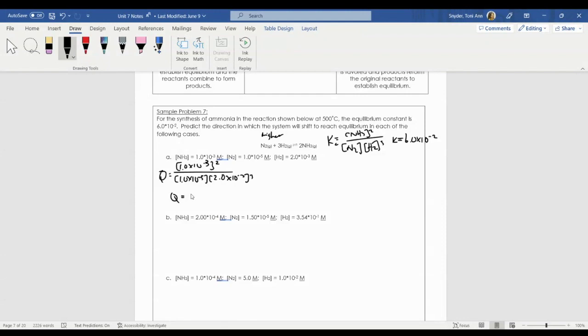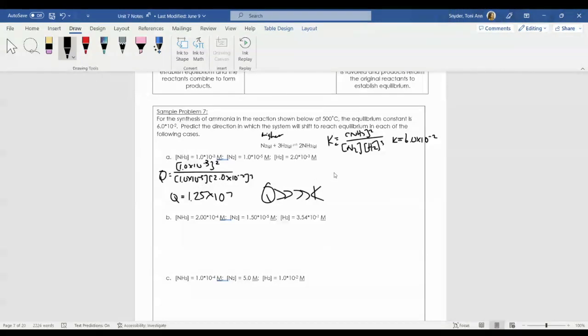And when I solve for that, I get a value of 1.25 times 10 to the seventh. Holy moly, this value for Q is huge. This value of Q is significantly bigger than the value of K. So Q is much, much bigger than the value for K. In this case, this means that my concentration of products is far too high, right? If I have too many products, this reaction has to try to produce more reactants in order to reestablish equilibrium.